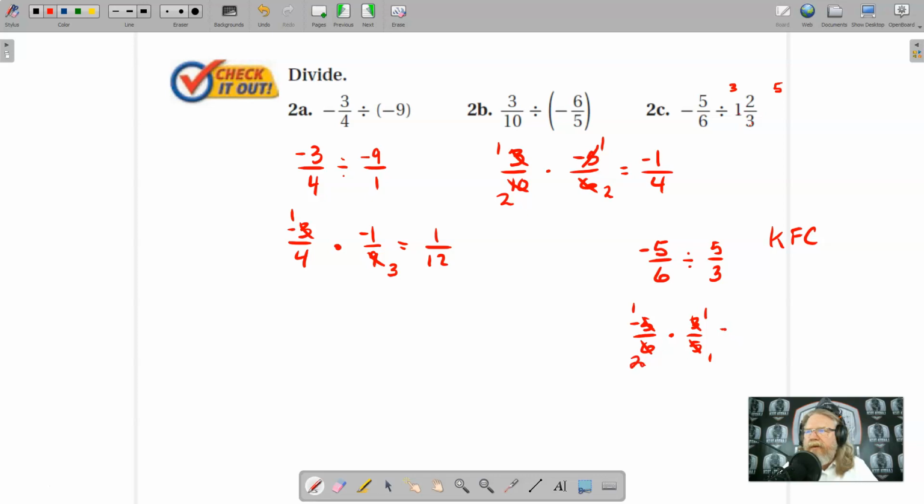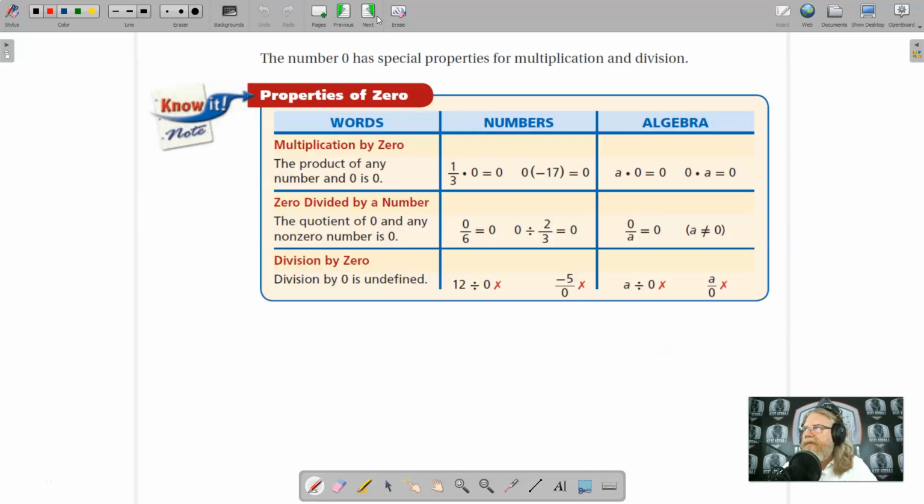So there we go. What are we left with? This is a negative divided by a positive, so the answer is going to be negative. 1 times 1 is 1. 2 times 1 is 2. So our answer is negative 1/2.